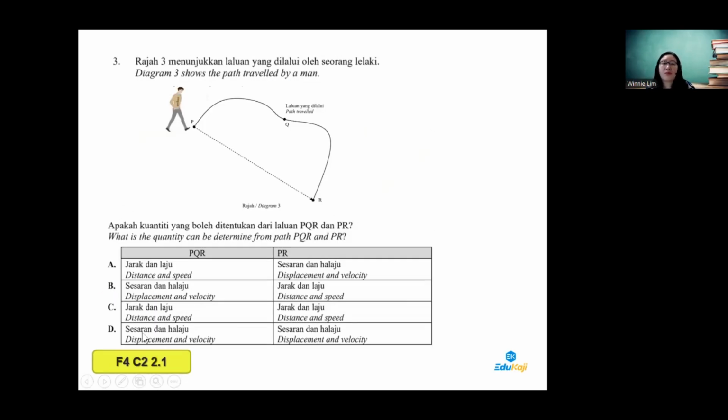Question 3 is from Chapter 2, Forces and Motion, linear motion. Diagram 3 shows the path travelled by a man. What quantity can be determined from path PQR and also PR? You need to remember the concept of scalar quantity and vector quantity. A scalar quantity has magnitude only, which means you just have the value.